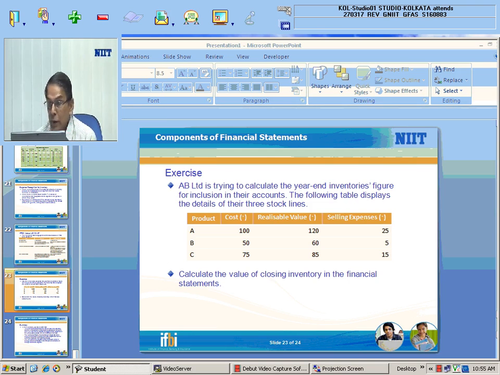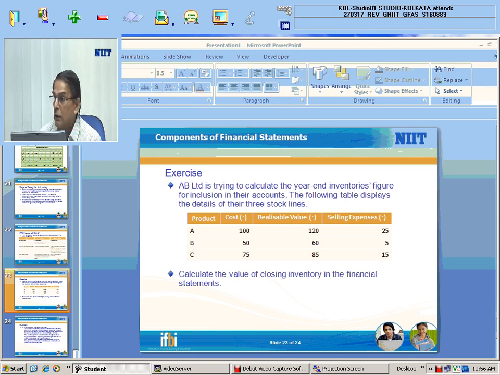$265. I get one number, 265. Okay. Very high value. So you have added up the realizable value only, that's all you have done. No. See, what is it for the first item? Cost is 100. What is the net realizable value? Realizable value minus selling expense.